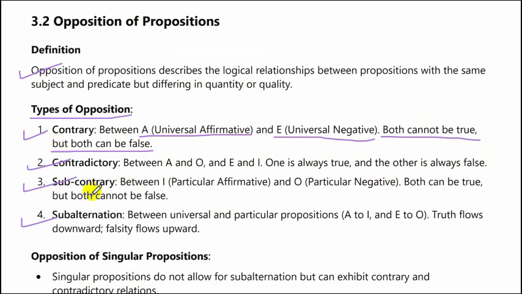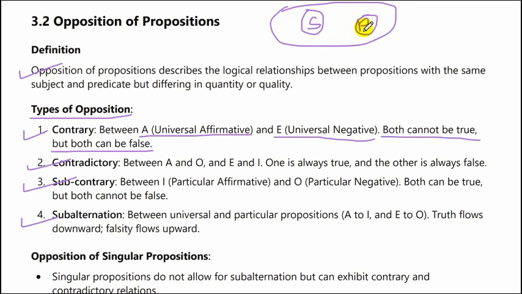Alright, next is subcontrary. This is between the I and the O proposition, that is particular affirmative and particular negative. Both can be true, but both cannot be false. This also I explained. Some S are P, what is the I proposition?